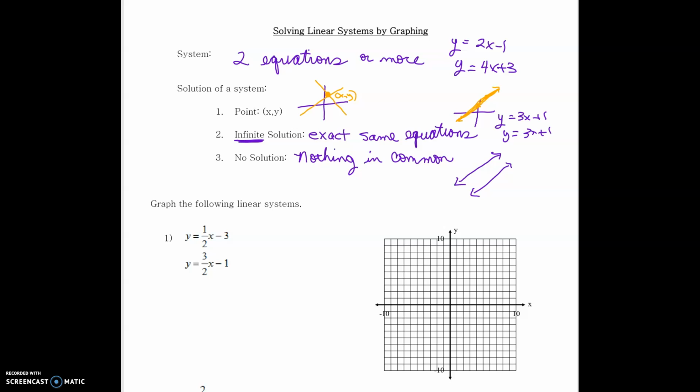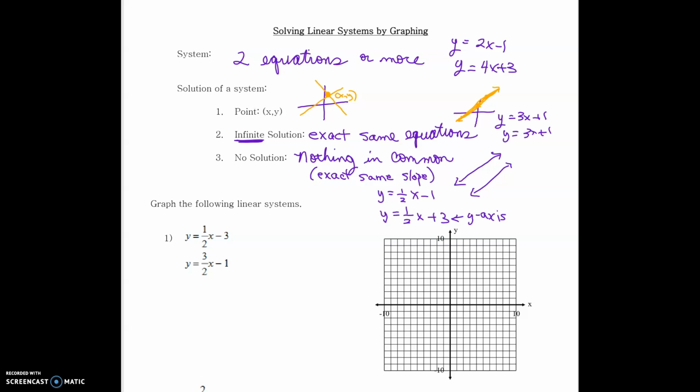So if I have parallel lines, what does that mean? That means that they have the exact same slope. Now, their y-intercepts are different. So for example, y equals 1/2 x minus 1, y equals 1/2 x plus 3. That means the slope is the same, but they're crossing the y-axis in a different place. This is the y-axis. They're crossing the y-axis in a different place. All right, so let's graph these.